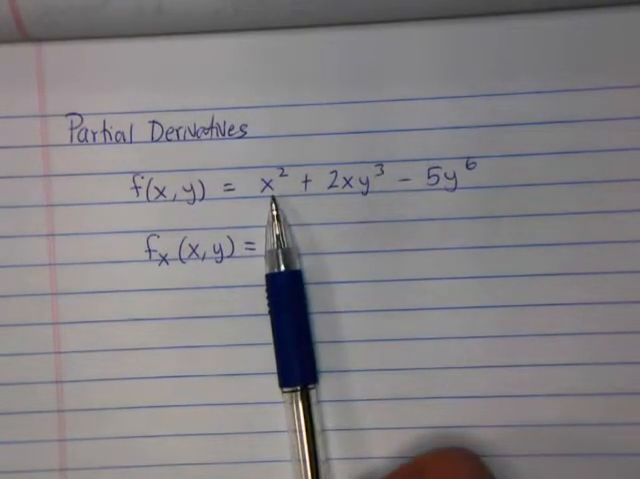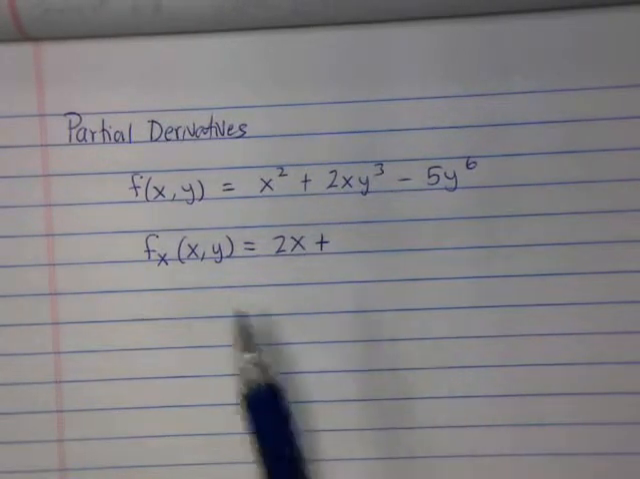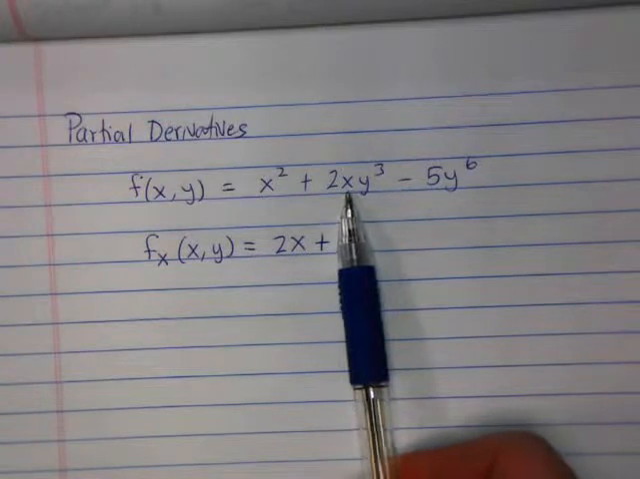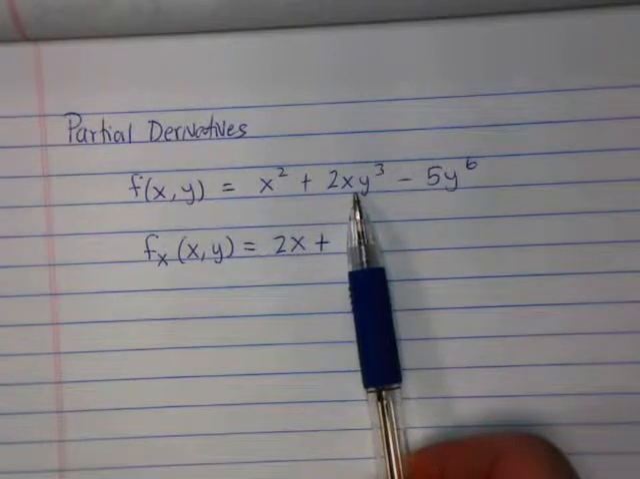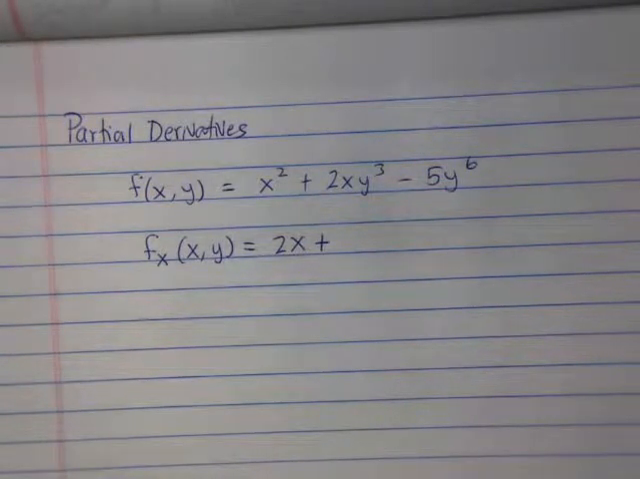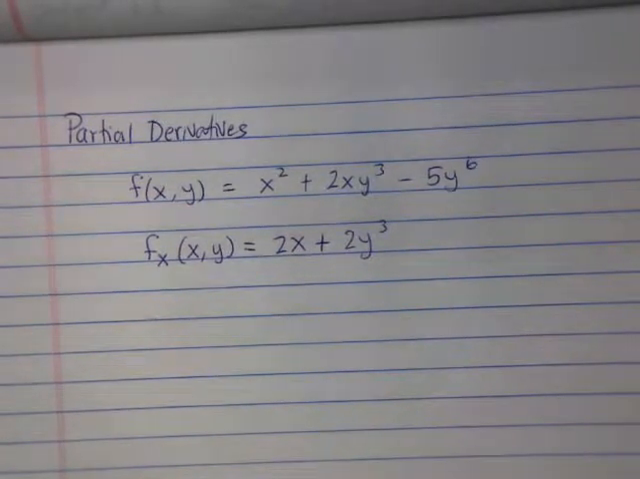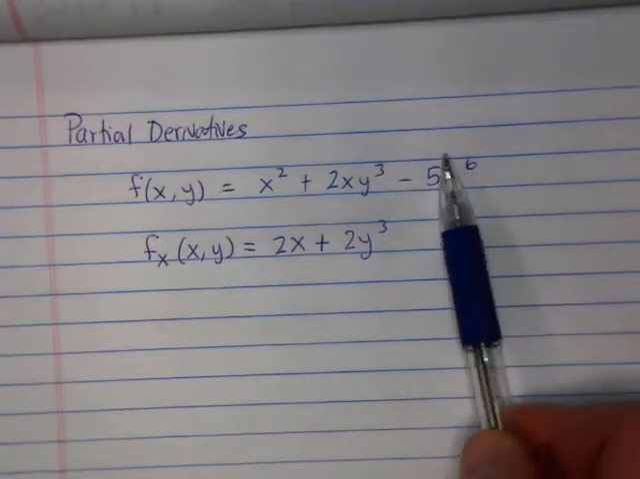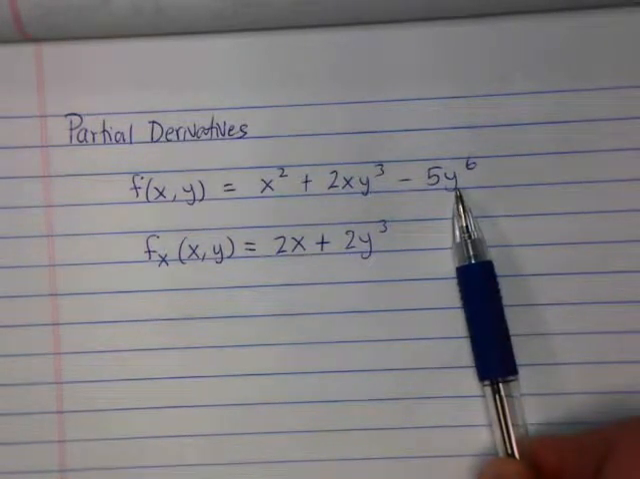So if x is a variable, what's the derivative of x squared? 2x, just like it always was. Plus, if x is a variable but y is a constant, then 2y cubed is all just a number, isn't it? So we've got 2y cubed times x, and the derivative of x is 1, so we have 2y cubed. And the rest is 0, because when we find f sub x, we're considering y to be a constant. So this whole thing is a number. There's no variables in it. The derivative of a number is 0.